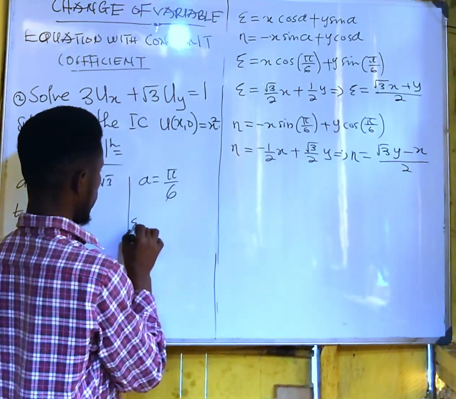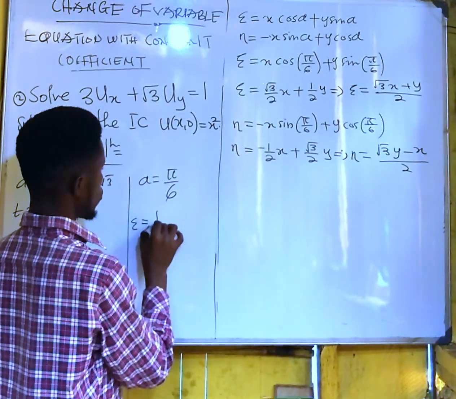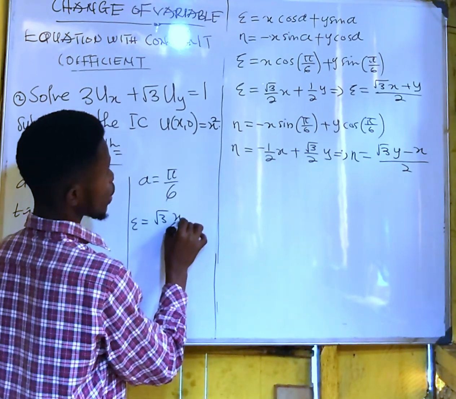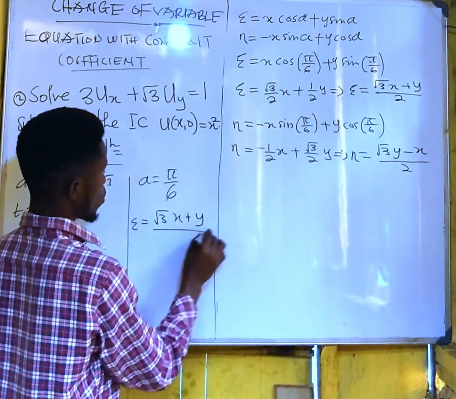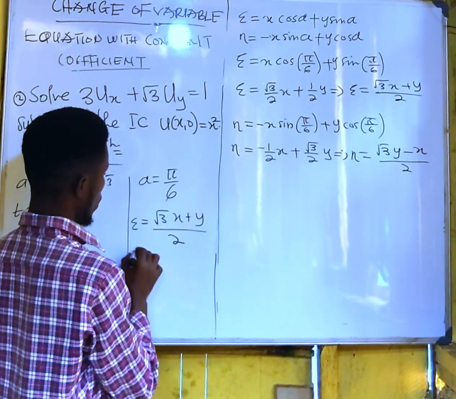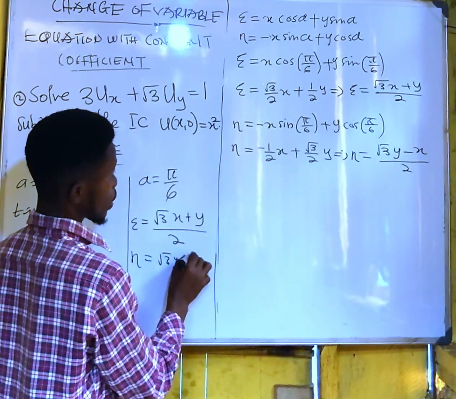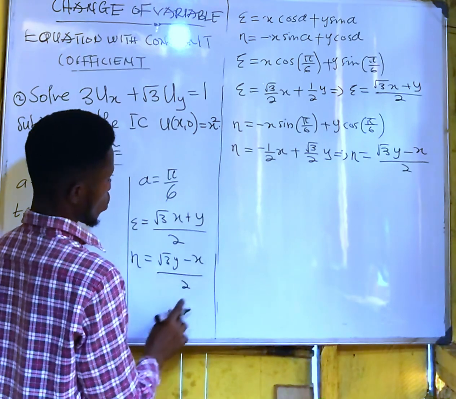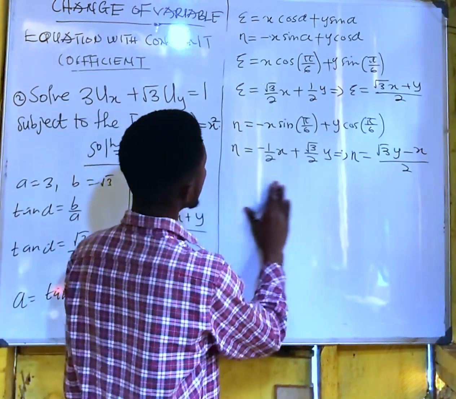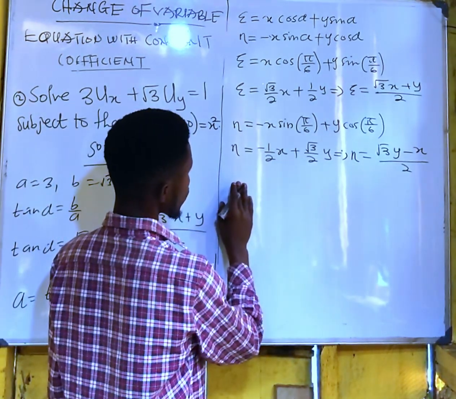Now let me write these things down somewhere here. The xi I had is root 3x plus y, because I'll use it later. That's what I'm writing there. Then eta I have (root 3y minus x) over 2. I'm going to use it later.